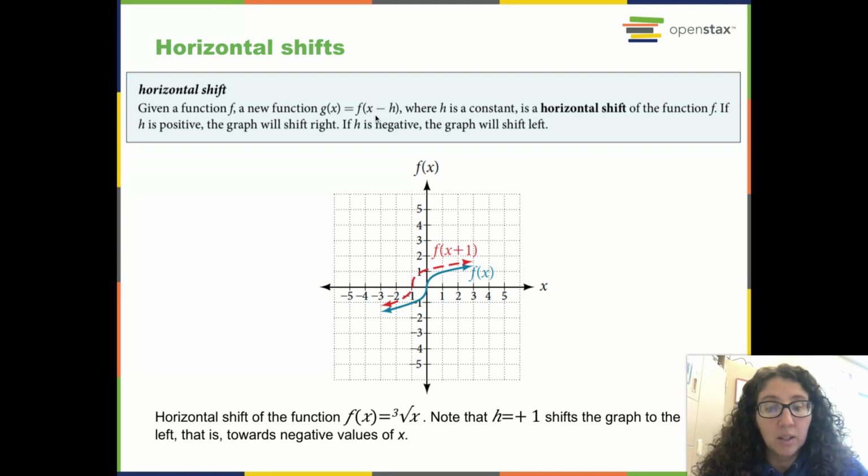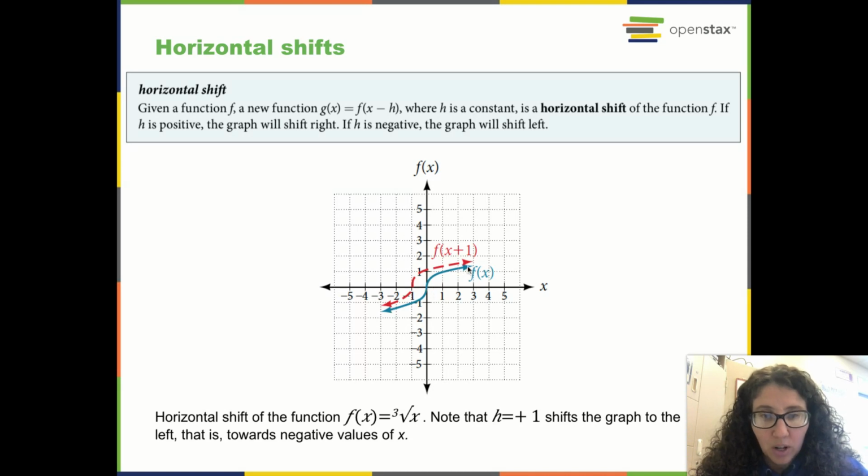So it could be x plus 3 or x minus 4. If h is positive, the graph will shift right, and if it's negative, it will shift left, okay? But there's that minus sign there, so it's a little bit tricky. Let's look at this one first.